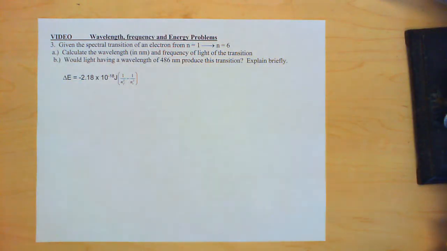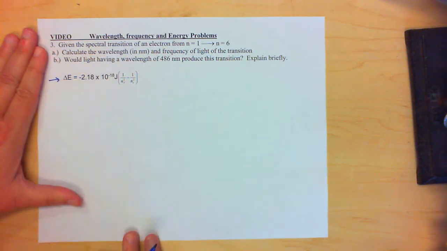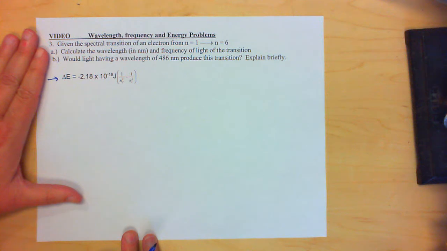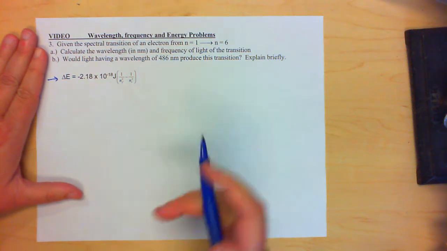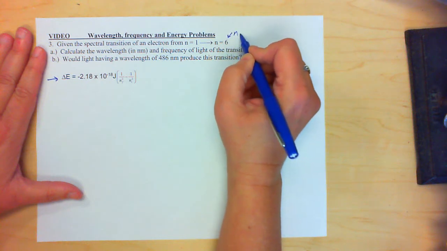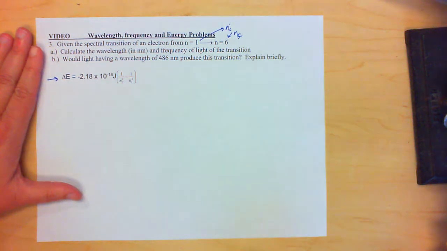Alright, this problem is slightly different. This one we're going to look at a spectral transition, which means we're going to move an electron between two orbitals. When we do that, we're going to use the Rydberg equation, which is given right here. It will be on your equation sheet, so it's just a matter of looking at it. So if we look at our transition, this will be n final, and the one will be n initial.